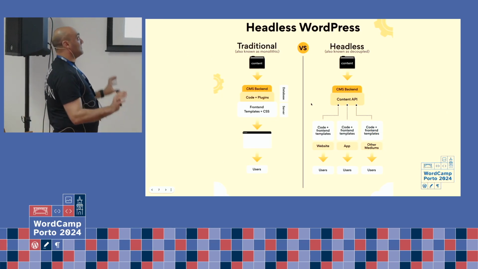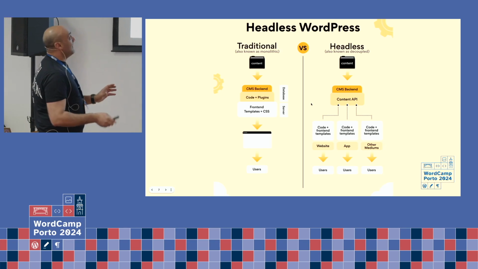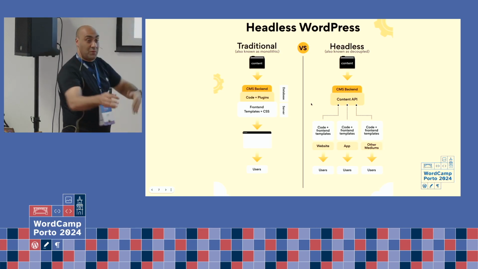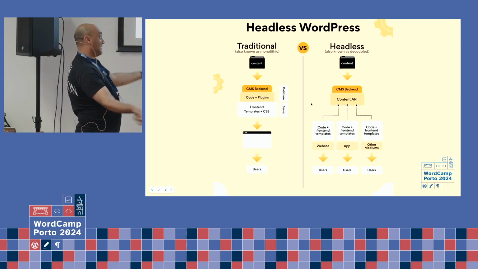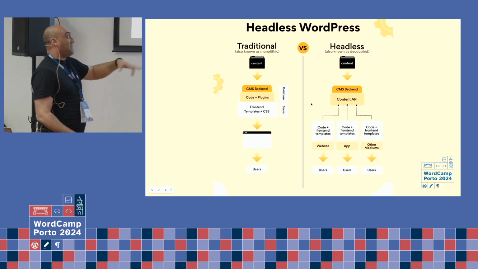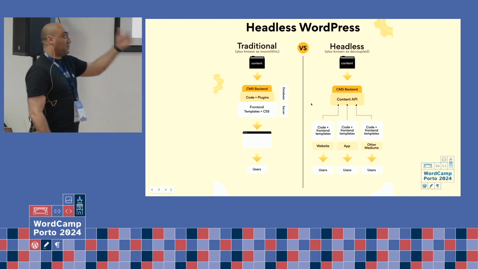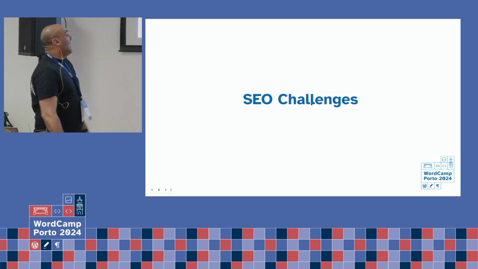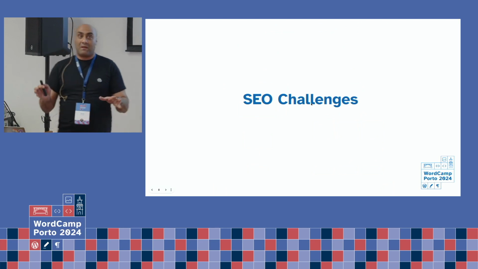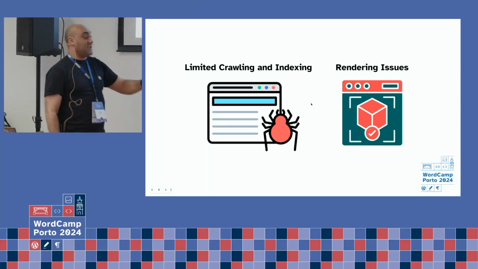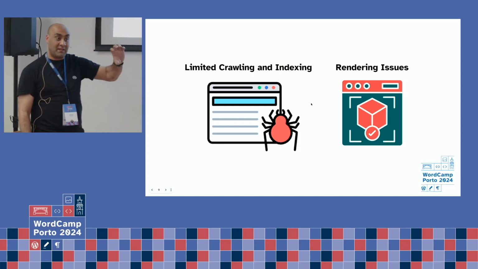And actually, here is the comparison between traditional and headless. For example, in traditional, we have content and CMS backend with code and plugins and database. And like what I said, you have a hosting, install themes, the plugins, the site is working. In headless, we have a different content API pushing data to the website and the app through the code front-end templates to the user. We have actually a lot of challenges here because the majority of SEOs doing a lot of stuff for headless can't see the title or meta description, all of this stuff. So we have two challenges actually for headless: limited crawling and indexing, and rendering issues. And actually the rendering issue is the main issue for headless.